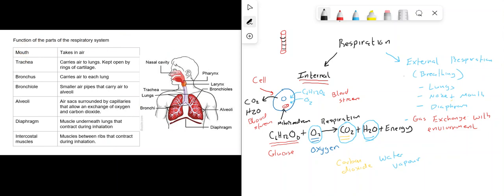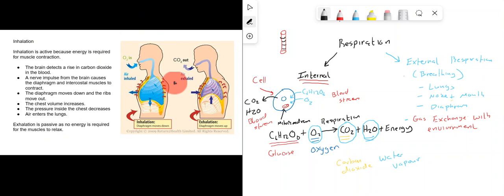So these are the parts of the breathing system, and it's important that you're able to label all the parts and that you know the function of each part. So now what we want to think about is what happens when we breathe, for example. You have the inhalation step and you have the exhalation step.